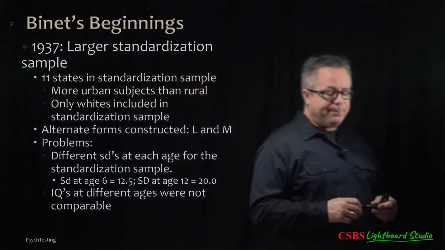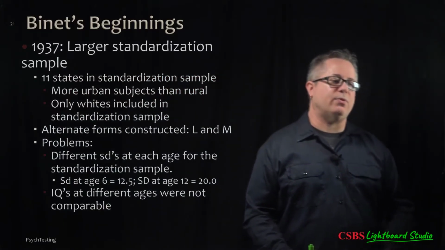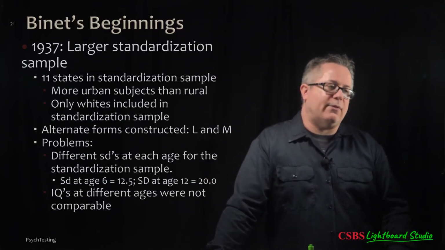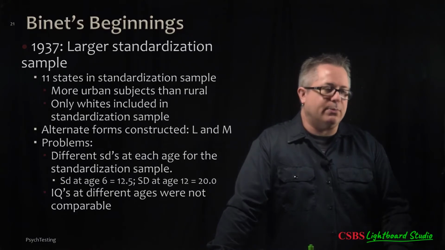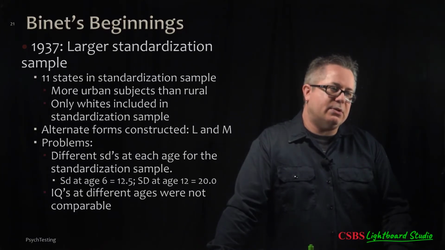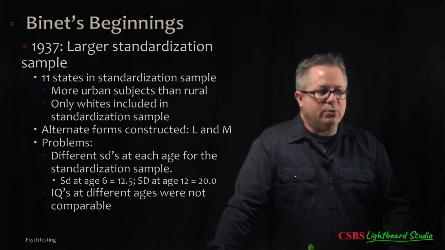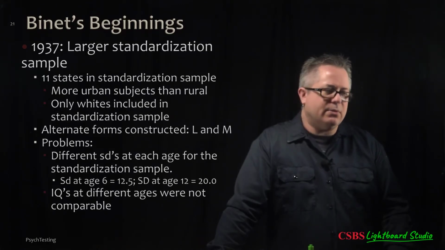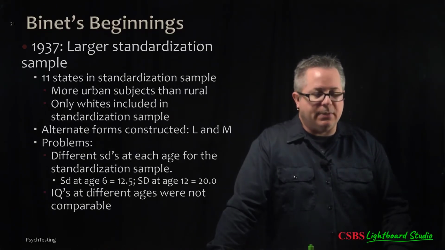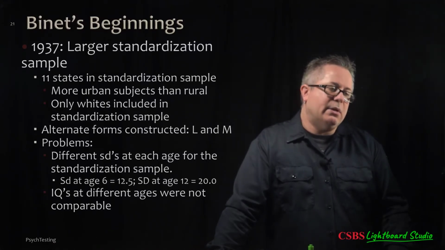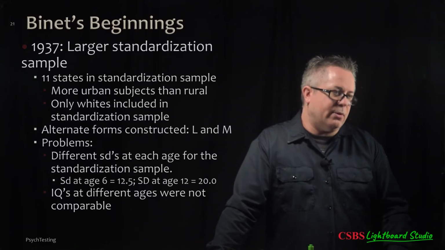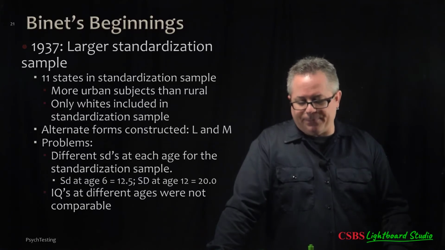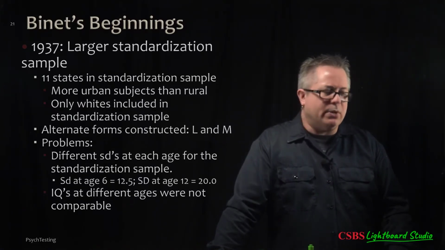So in 1937, they decided to do a larger standardization sample to broaden out the range they could work with, and also to have a better, more inclusive sample to compare to. There were 11 states in the standardization sample. There were more urban subjects than rural. Only whites were included in the standardization sample, and that may sound racist. I don't think that was the intention, but even unintentionally it came out that way. Those were typically the people that were more readily available. I think it was really more about convenience than trying to avoid ethnic minorities or something like that.